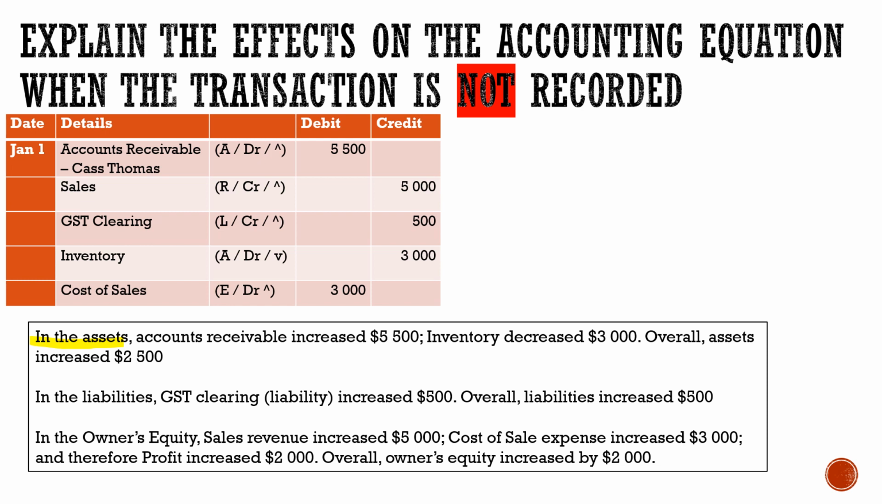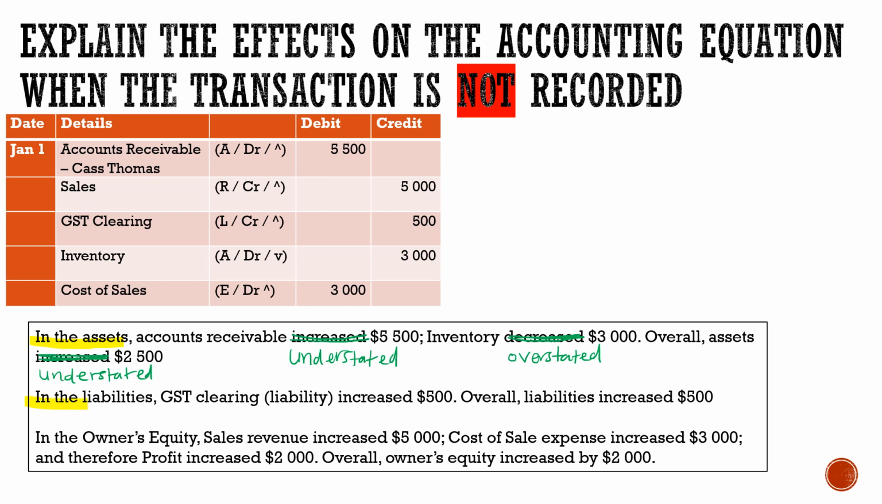If the transaction was recorded, the accounts receivable would have increased by $5,500. But since it was not recorded, that means the accounts receivable would be understated by $5,500. Inventory would not have decreased. And that means it would have been overstated by $3,000 if the transaction was not recorded. So overall, the assets would not have increased. So the assets would have been understated by $2,500.